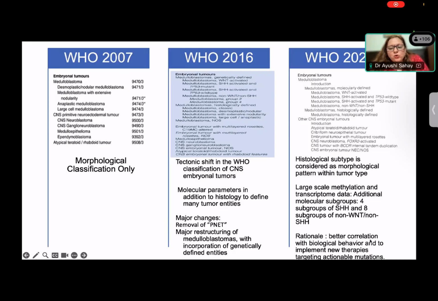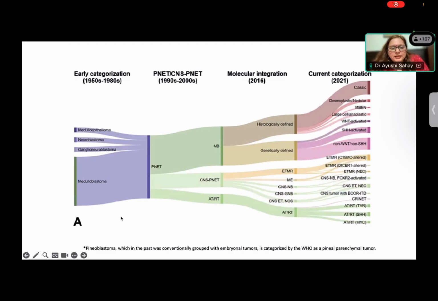And why? This has shown a better correlation with biological behavior, and if we report it in this manner, they are able to implement new therapies and target actionable alterations. So this has been the categorization: the earlier classification, then came the PNET, and then it made its way to medulloblastoma. It was histologically defined, genetically defined, and then newer entities were introduced. And right now, there is a lot of subgrouping based on the molecular alterations that can be identified. Even further subgrouping of these individual groups into smaller groupings is proposed. But as of now, this much is relevant.